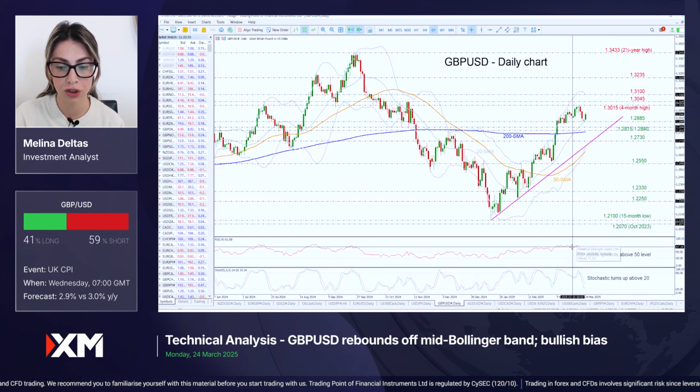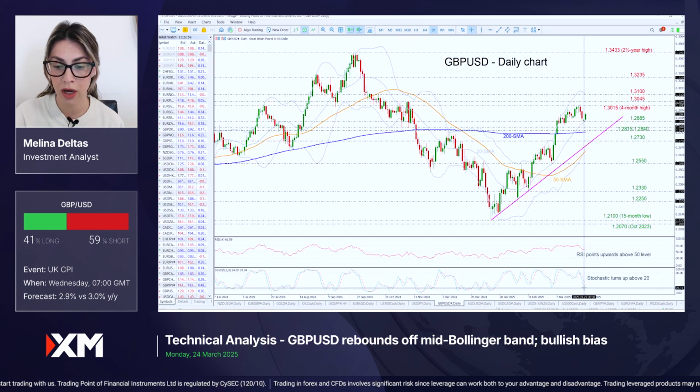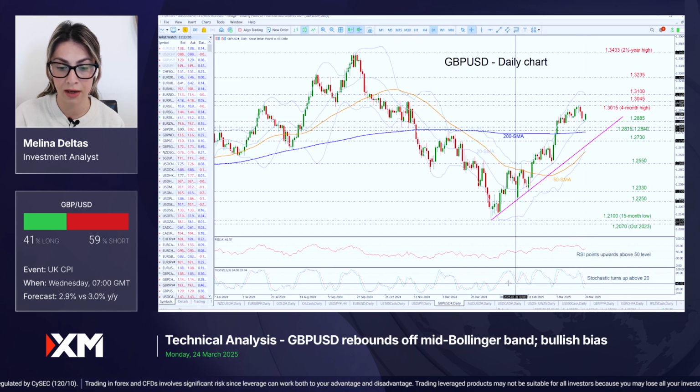The technical oscillators are confirming this upside momentum. The RSI is pointing upwards above the neutral threshold of 50, and the stochastic is also turning higher after this downside movement that it had in the preceding days.